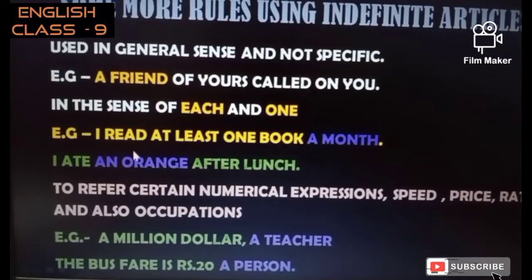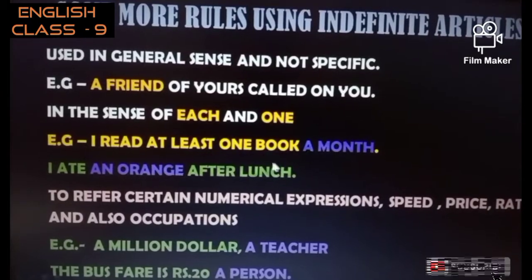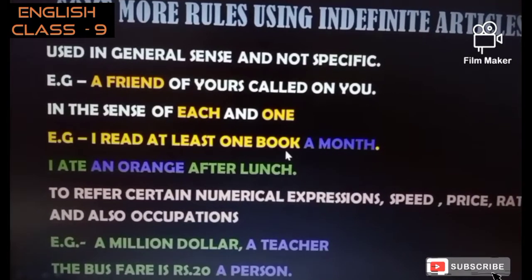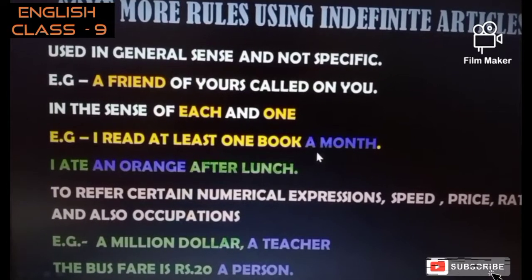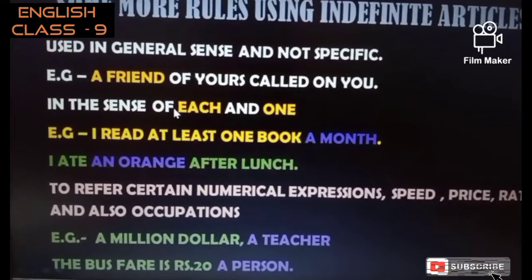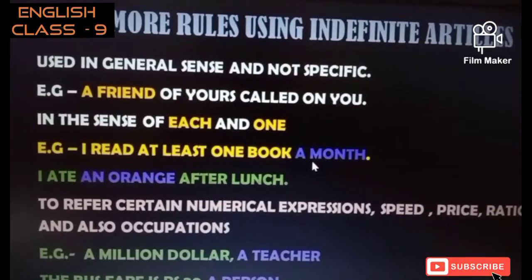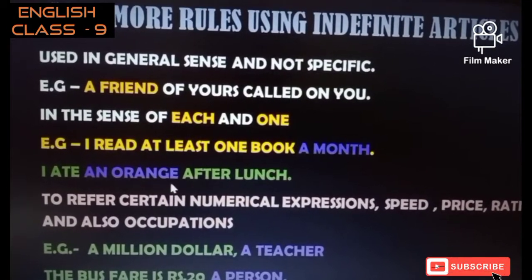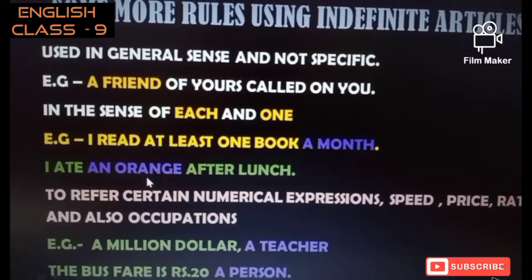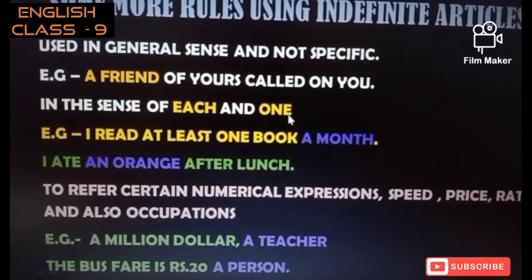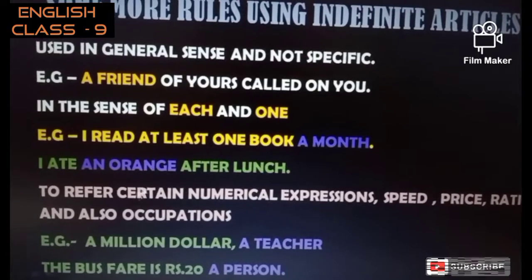Try to understand with the help of examples. I read at least one book a month. Now here a month means each month or in one month. So one and each can be represented by using the indefinite article a. I ate an orange after lunch. Here an orange represents that I have eaten one orange. So one and an orange represent the same idea.